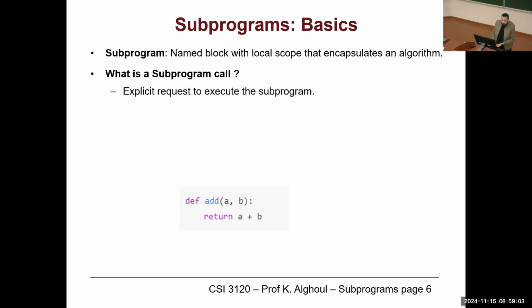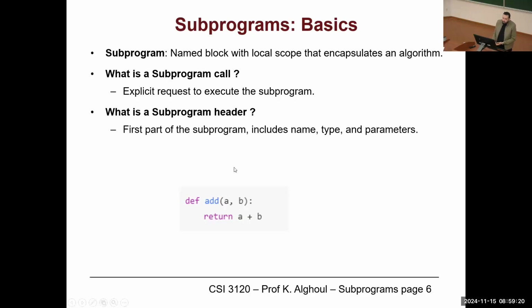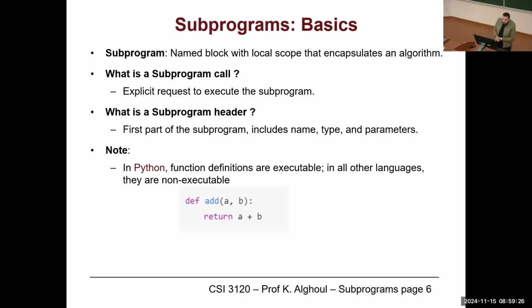What is a subprogram call? An explicit request to execute the subprogram. If, for example, you have the definition add, and you just call add, that's actually the call. What is a subprogram header? Basic stuff. These are the header here, inside the AB, the first part of the subprogram: name, type, parameters. Now, an interesting thing when it comes to Python is that function definitions are executable in Python. So you can say define add AB, and then right away you call it, and it will work. In all other languages, they are non-executable.